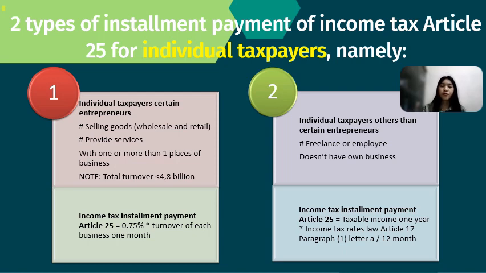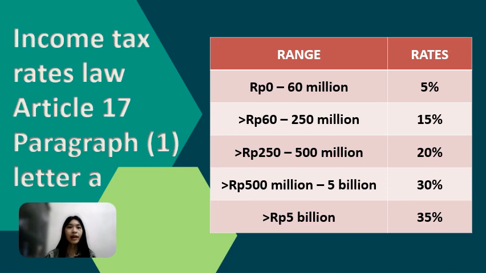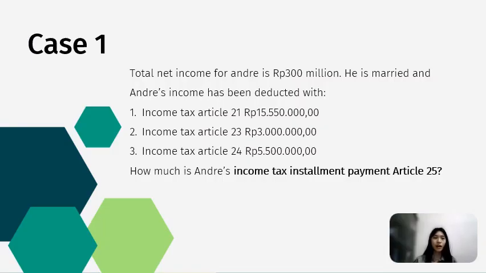So this is for freelancers and for employees who don't have their own business. We can calculate the income tax installment payment Article 25 by taxable income for 1 year multiplied by the income tax rates under law Article 17 paragraph 1 letter A, divided by 12 months. Okay, here is the income tax rates law Article 17 paragraph 1 letter A. Next, we jump to the example.